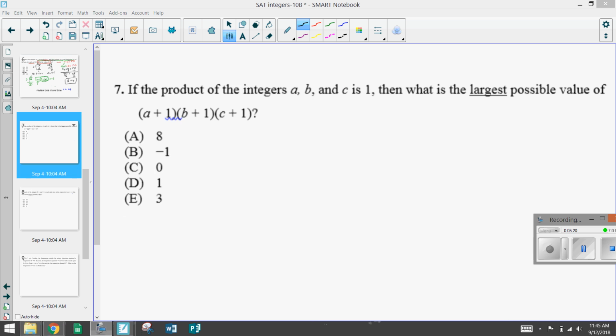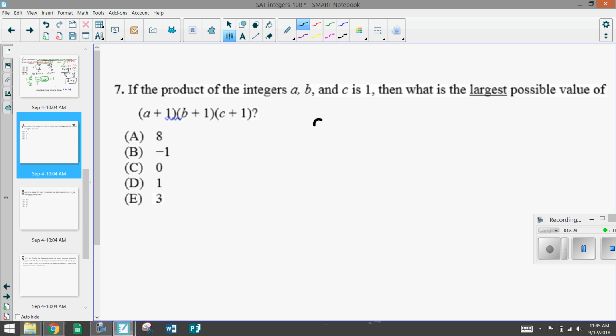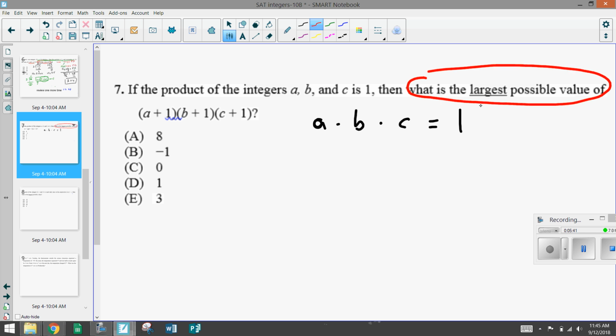Alright, now, if the product of the integers a, b, and c is 1. Okay, let me type that down here. a times b times c is 1. Then circle the question. What is the largest possible value of this? Okay, largest. So what are the possibilities that you multiply different integers, and as a result you get 1? What are the possibilities?